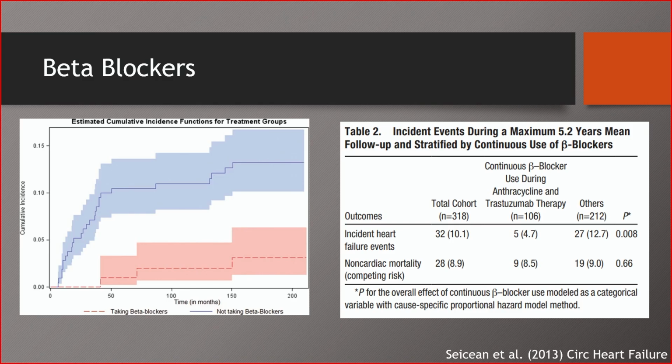cardiotoxicity. This is an older study back in 2013, but they divided patients into taking beta blockers versus not taking beta blockers, and they monitored them over a 5-year span. And as you can see here, the incidence is much less for patients who were started on beta blocker therapy compared to not taking beta blockers. And you can see from those numbers here that the difference is statistically significant. So overall, a very favorable outcome for beta blocker use in cardioprotective therapy.